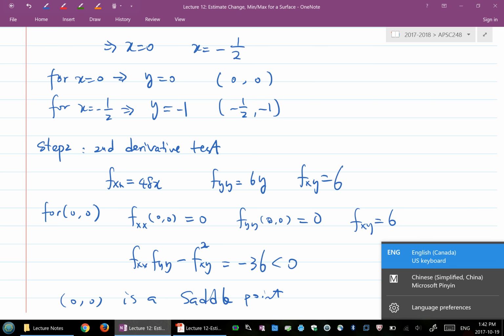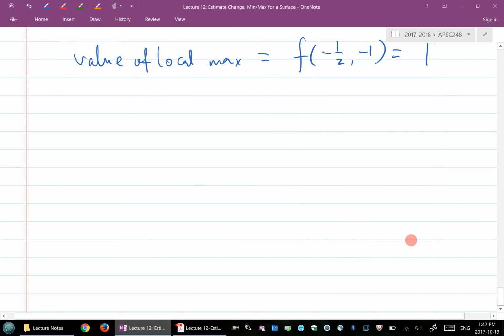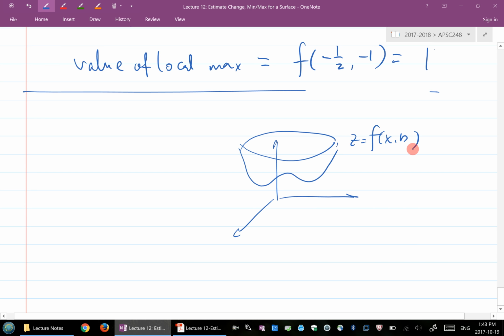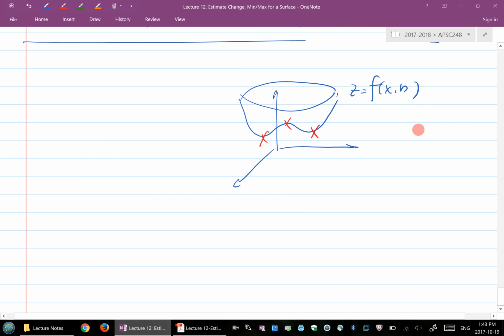Okay. I'm not going to go into too much detail until the next lecture, but just to raise the question here. The type of question we're dealing with so far is that you draw a surface, then the question asked is, can you find the local min and local max? That's the question we just solved here. Now there's another type of question.